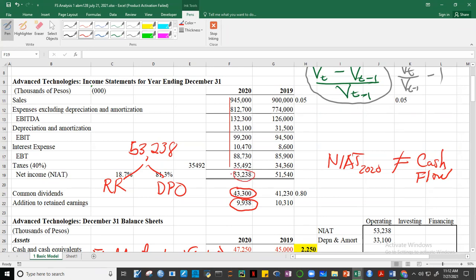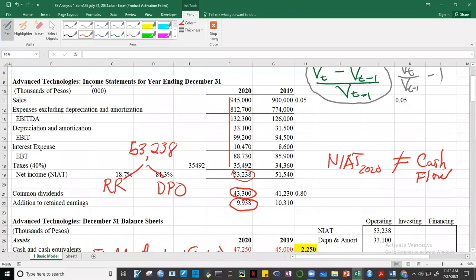Suppose there was a revenue na non-cash. Example lang ha, example only. Suppose that's 1,000 non-cash revenues. So we used that 1,000 and included it here in sales, kunyari, to arrive at 53,238. Now since that's non-cash, dapat i-adjust natin tong 53,238 by removing that. Kailangan i-minus natin yon, kasi dinagdag natin dito, hindi naman siya cash.